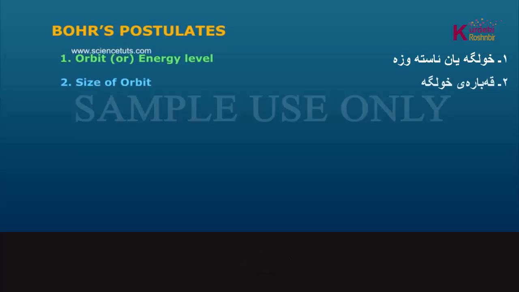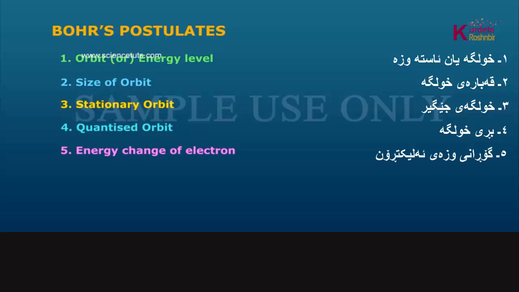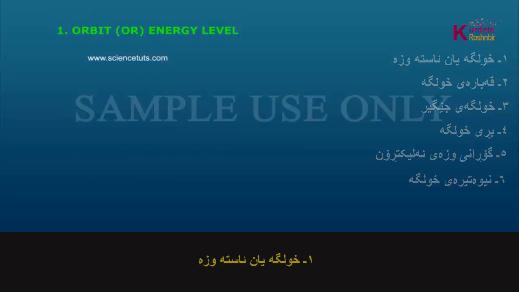2. Size of orbit. 3. Stationary orbit. 4. Quantized orbit. 5. Energy change of electron. 6. Radius of orbit.